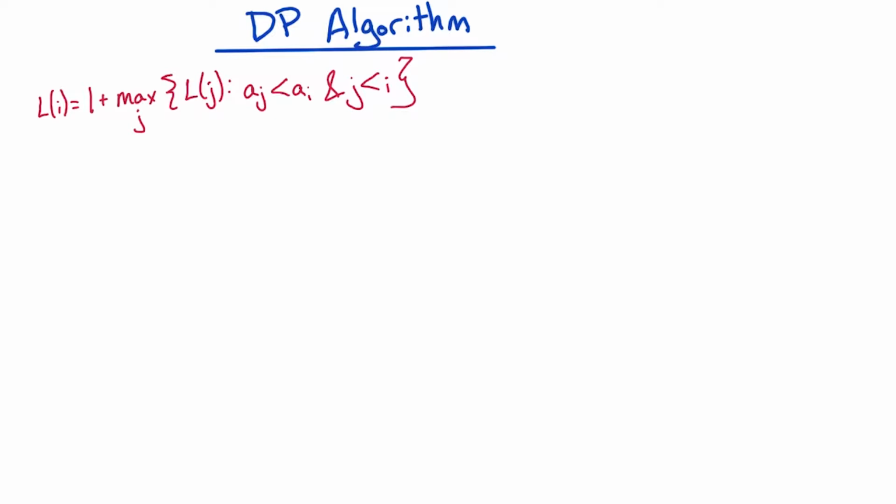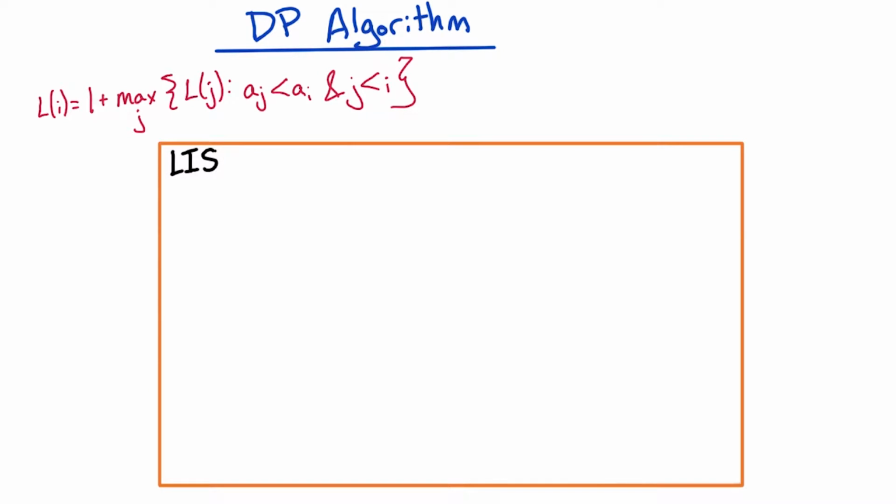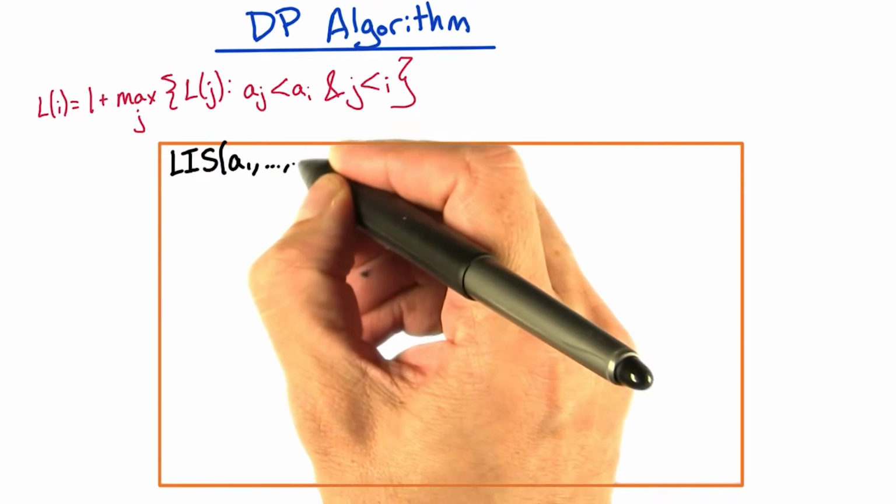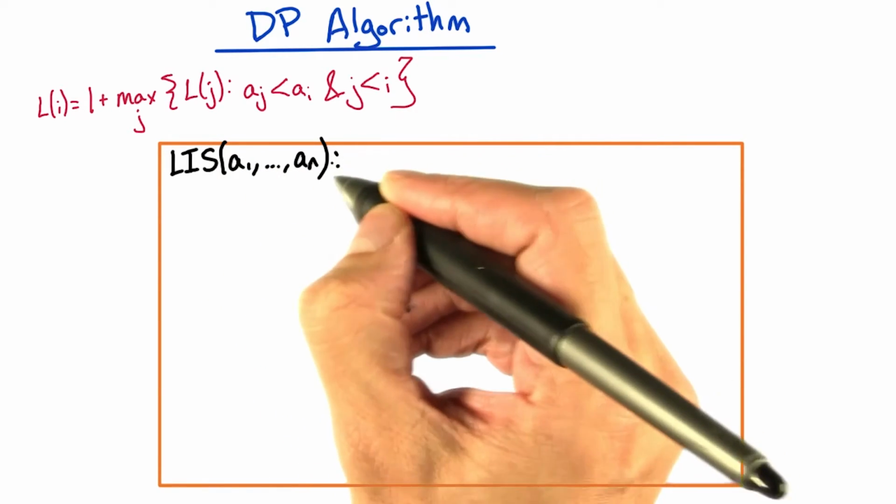Now let's state the pseudocode for the dynamic programming algorithm for the longest increasing subsequence problem. And I kept the recurrence from the previous slide about the L of I in terms of smaller subproblems as a sort of crib notes for ourselves. Here's the pseudocode for our dynamic programming algorithm for the LIS problem. The input is A1 through AN.